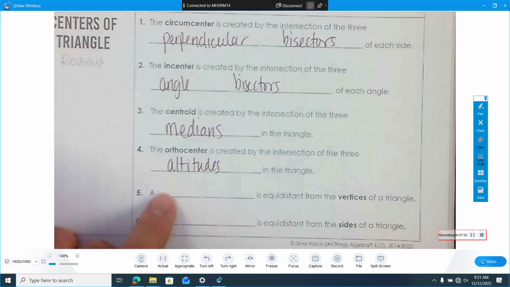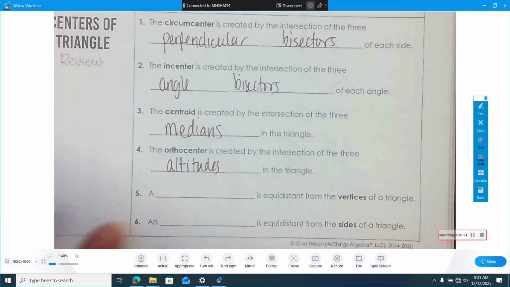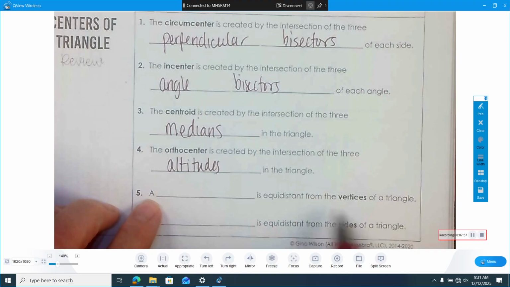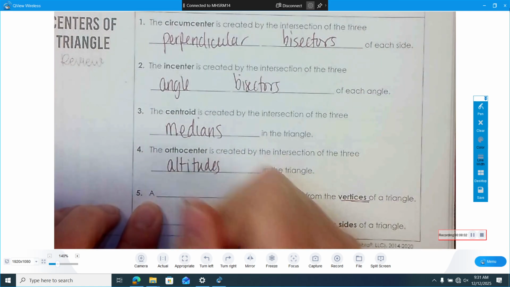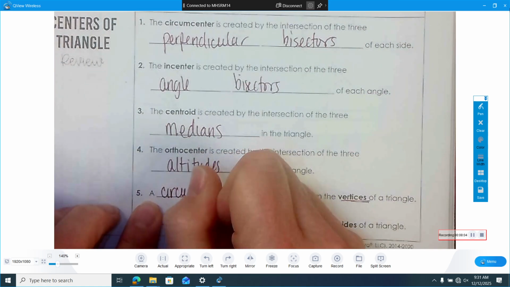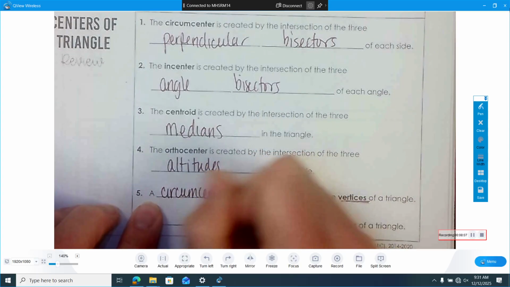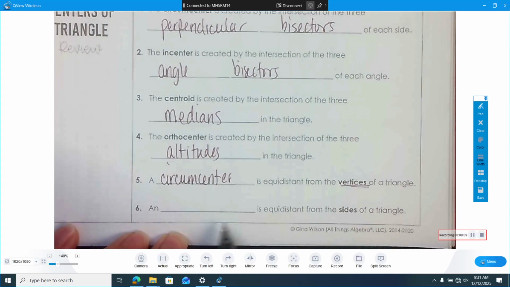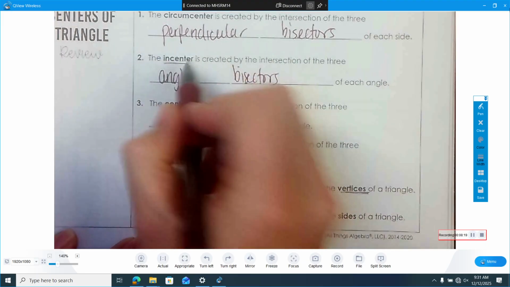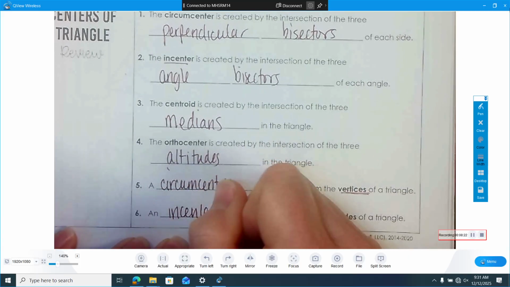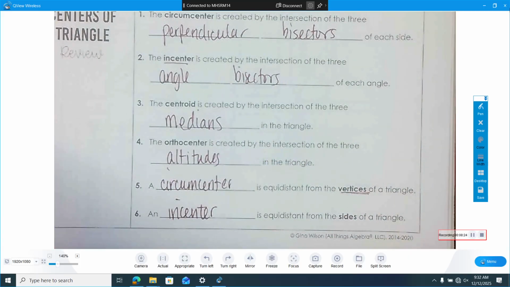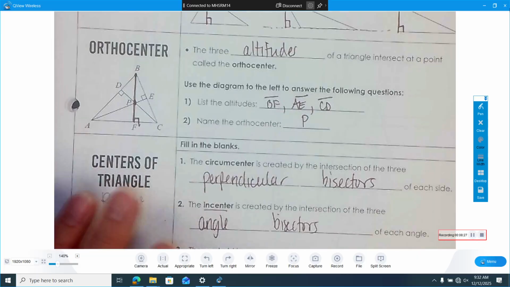Okay, and this is the important stuff. A blank is equidistant from the vertices of a triangle. That would be the circumcenter. And the blank is equidistant from the sides. And there's a clue there. And incenter. Incenter is equidistant from the sides of a triangle. So let's turn the page.